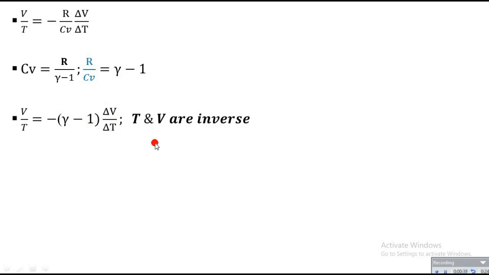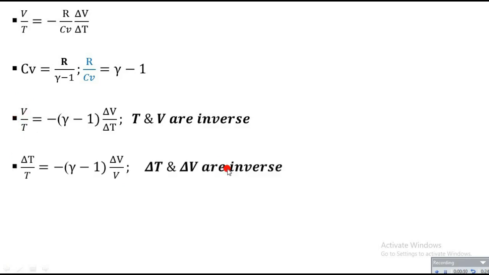From this equation, you can see that the temperature and the volume are inverse. There is an inverse relationship between the temperature and the volume. That means also dT over T is equal to minus gamma minus 1 dV over V. So you can see that also the dT and the dV are inverse. You can see that there is an inverse relationship between dT and dV.